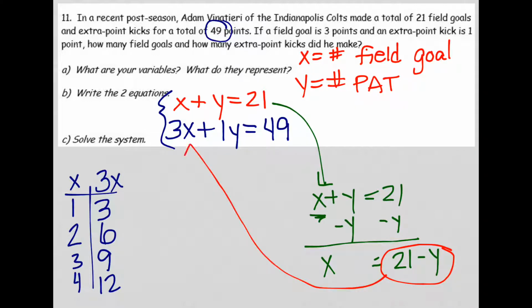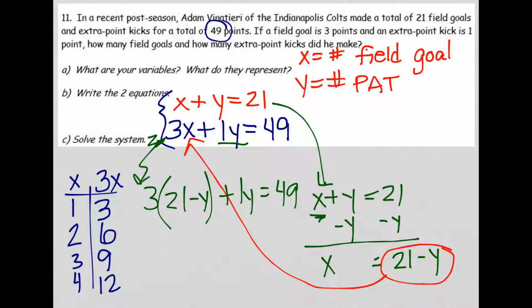Let's replace x in this other equation with all the stuff that it equals. That means you'll get 3 times, what does x equal? 21 minus y. Plus this 1y that was already there equals 49. So the only thing that has changed from this equation down to this equation is this x is no longer there. This x has been replaced with everything in those parentheses. Everything else is the same. And then you would distribute your 3, combine like terms, keep solving it. Okay, I'm going to let you finish that one.